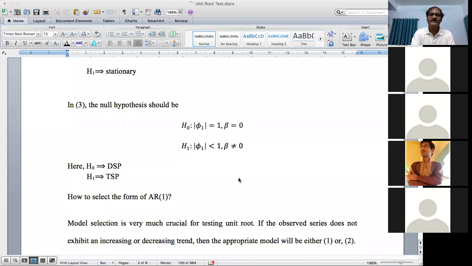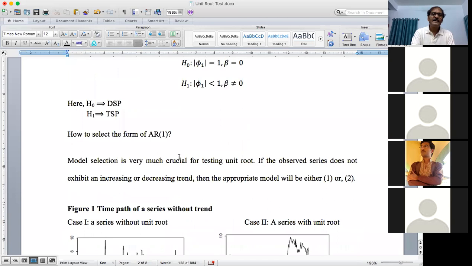So in both cases, the series is non-stationary. So there is no question of stationarity here. In the alternative also, the series is non-stationary. Okay. So in the case of the third possibility, we have to test unit root in absence of deterministic trend against the alternative, no unit root in presence of deterministic trend. That's why H0 implies DSP, H1 implies TSP. Clear?